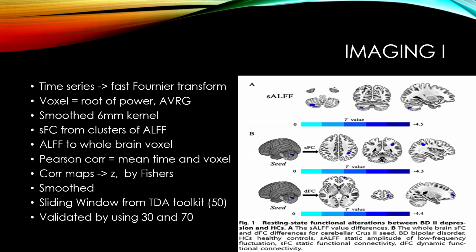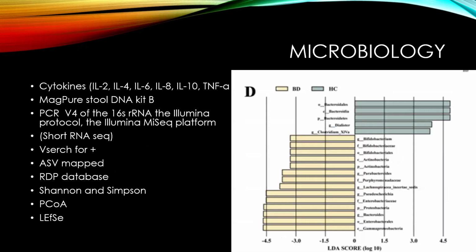They used a sliding window. They said they used 50, but then oddly enough, they said that they validated it afterwards with a 30 window and a 70 window, which I kind of would think, why not just say that in the first place? Why would you say 50 and then validate afterwards? That's what they used for the imaging. I'll get to the results afterwards for the microbiology component of the paper itself.